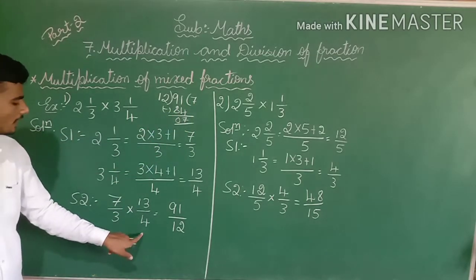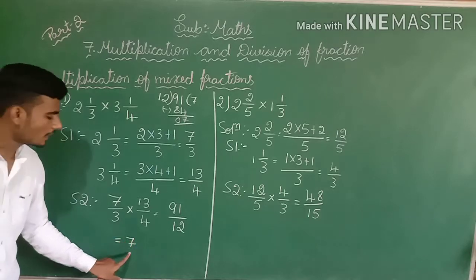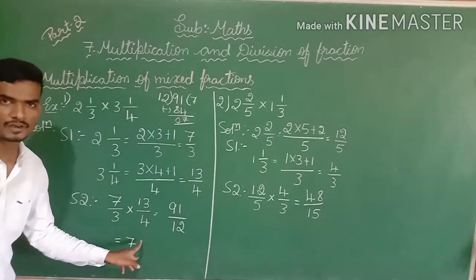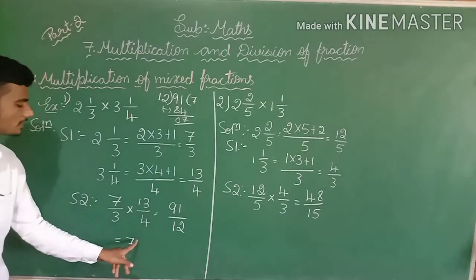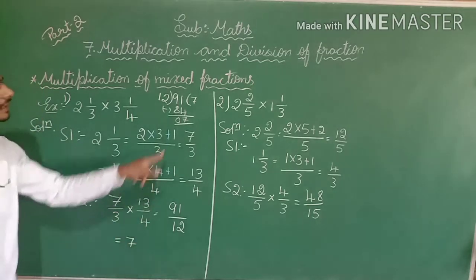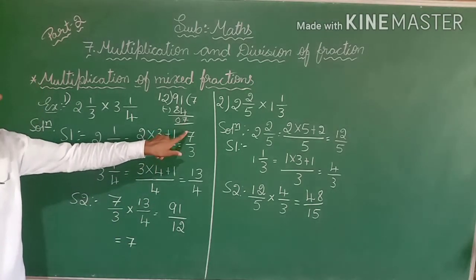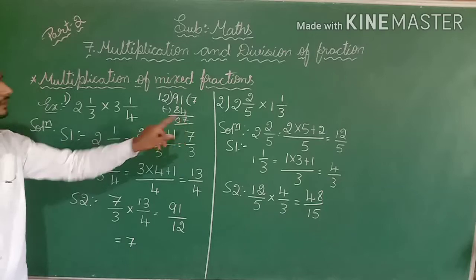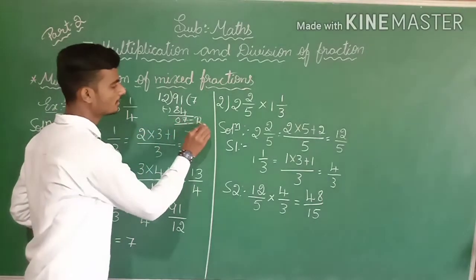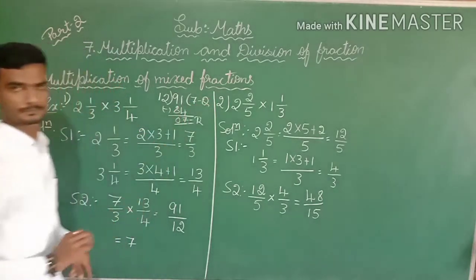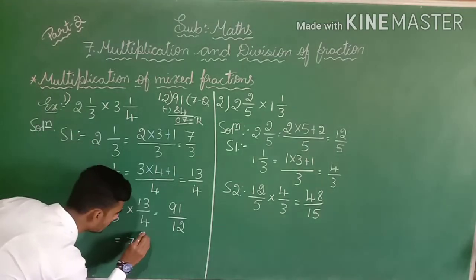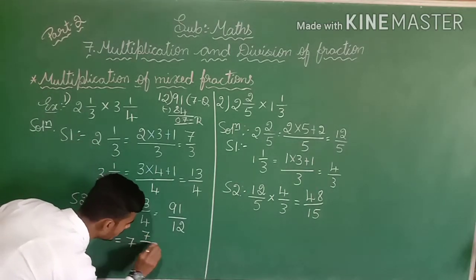Then what will you write here? After writing the whole number, you have to write a fraction. In that fraction, the numerator part, what will you write? You have to write the numerator part as the remainder. Okay, this is the remainder. This is the quotient. The remainder part you should write at the numerator part.